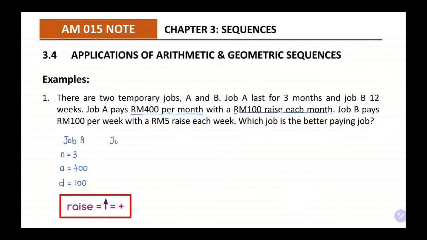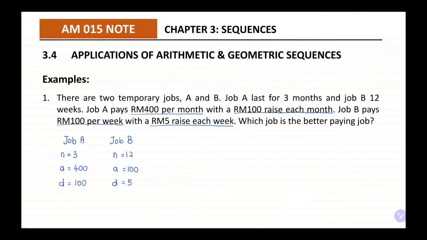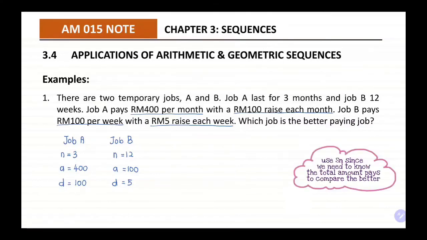And for job B, it lasts for 12 weeks, so n equals 12. Pays 100 per week, so a starts with 100 and a 5 ringgit rise each week, so d equals 5. To check which job is the better paying job, we need to calculate the total amount for each job. To calculate the total amount, we use the formula for the sum.